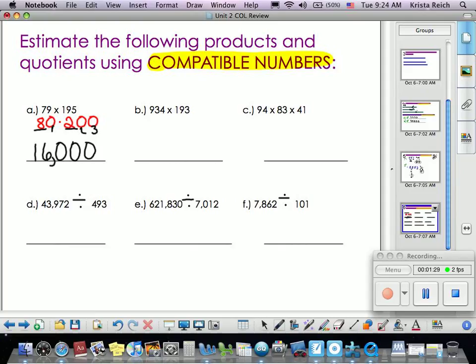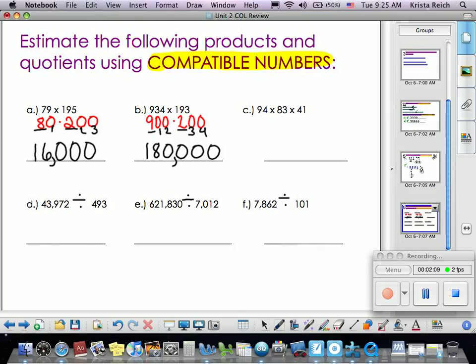If you look at letter B, 934 times 193. 934, I'm going to go ahead and round to 900. And 193, again, to 200. Use those mental math skills. 9 times 2 is 18, and I'm going to go ahead and add my zeros. 1, 2, 3, 4. Please be careful with your counting. Please be careful when adding zeros. Take your time and check your work.